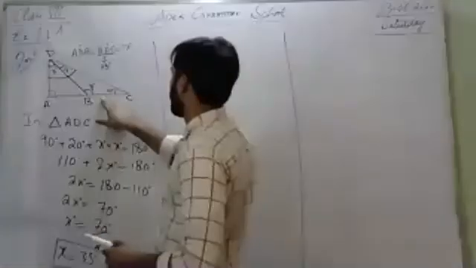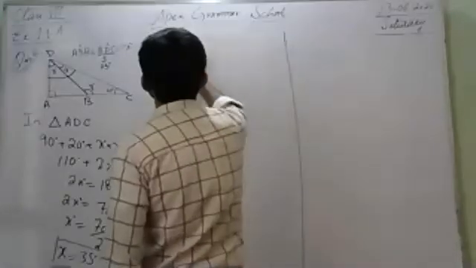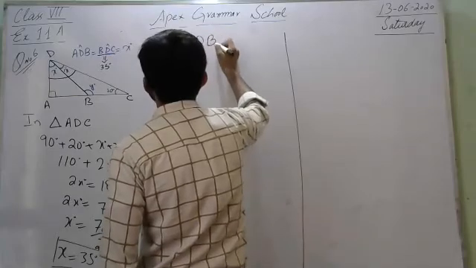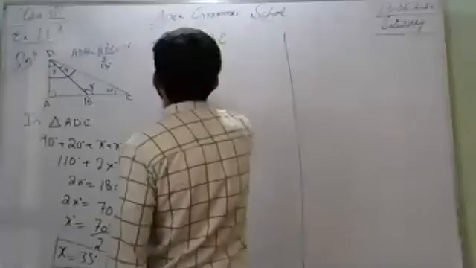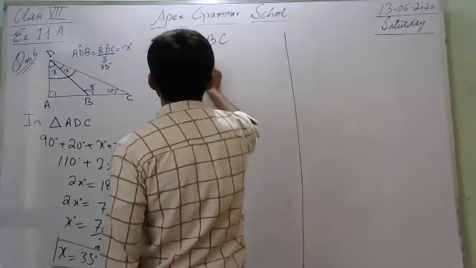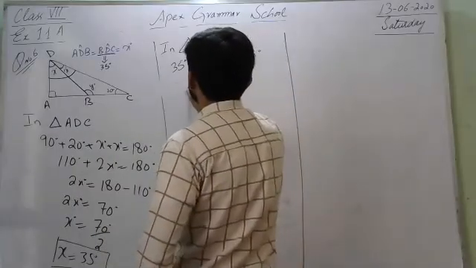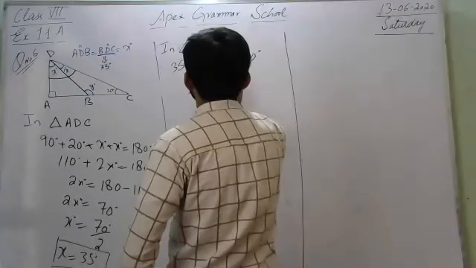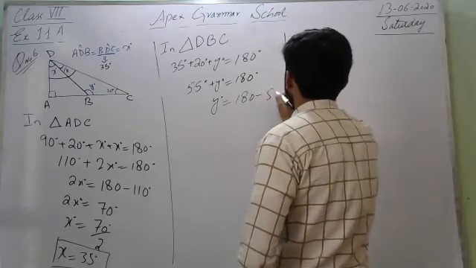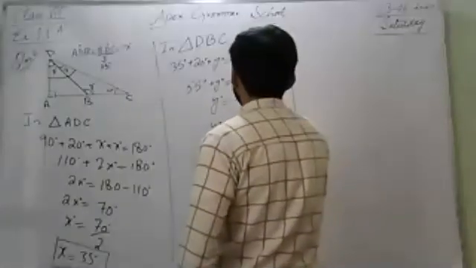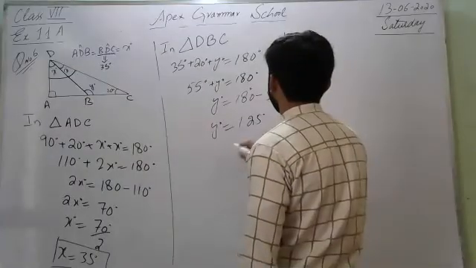To find out the y angle, we have to consider the triangle D, B and C. In triangle D, B, C, y we have to find, x is 35 and 20 is given. 35 degree plus 20 degree plus y degree equals 180. 35 plus 20 is 55, plus y degree equals 180 degree. y degree equals 180 minus 55. y degree equals 125 degree.